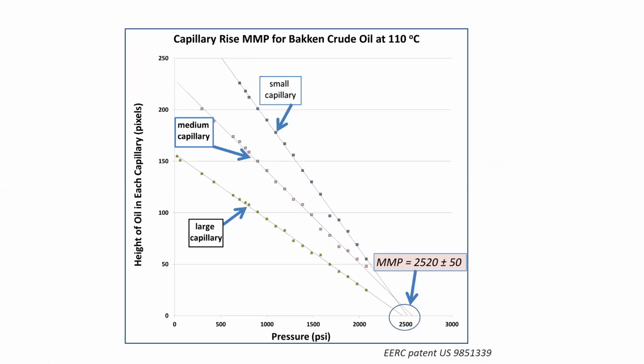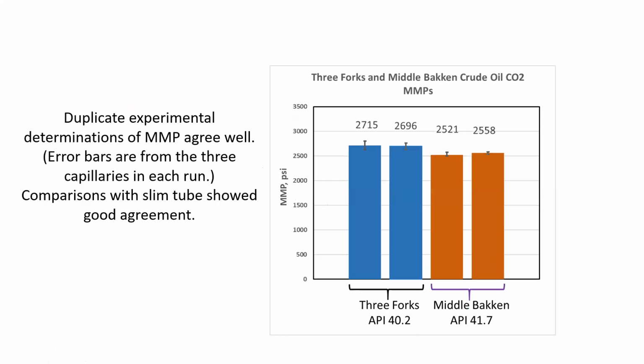And this is a typical plot you get from here. So we have the three capillaries. This is one run. It's about an hour experiment, if you're all set up, plus tear down. Large capillary, medium capillary, and small capillary. You extrapolate those to zero capillary height, and that is your MMP.